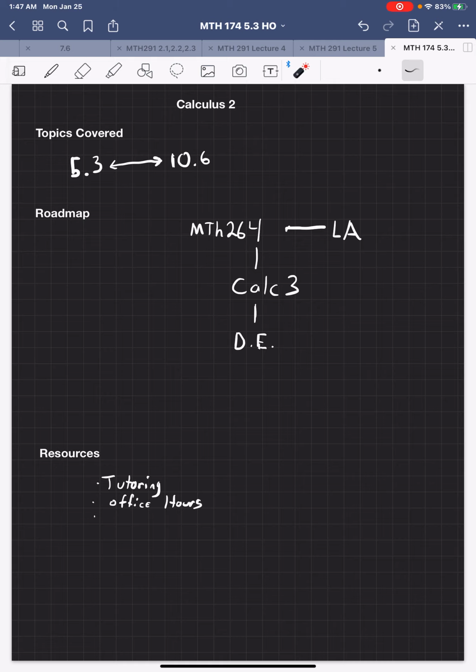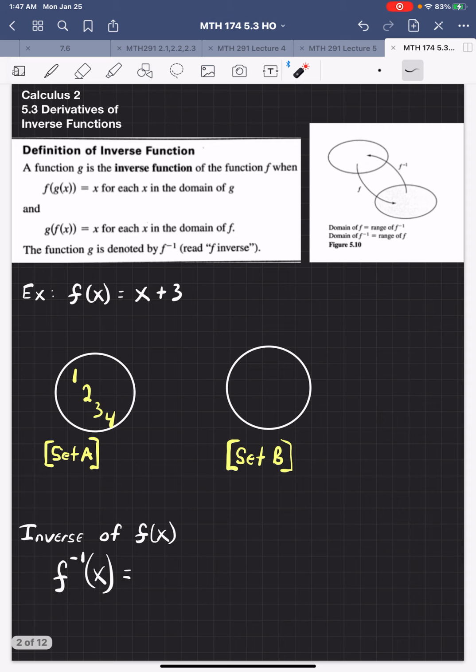Let's jump right in. So, as I said, we're going to start in Chapter 5, Section 3, and what we're going to discuss for this section is the derivatives of inverse functions. So let's take a step back. Obviously, if we wanted to be able to do calculus with inverse functions, it would be nice to know first, what is an inverse function? Let's make sure we really understand what we're talking about.